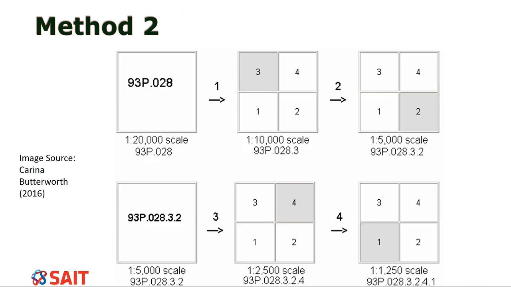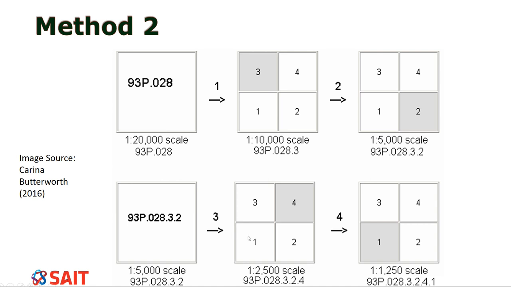So here's method two. We take our 1 to 250,000 map, which was 93P, and we divided it into 100. So that is a 1 to 20,000. Then they take this one and divide it into 4. Easy. Now it's a 1 to 10,000 map, written as 93P0283. Then they say, we need more detail, so they divide it into 4 again, making it very simple math, a 1 to 5,000 scale for that one. So now we have 93P028832.